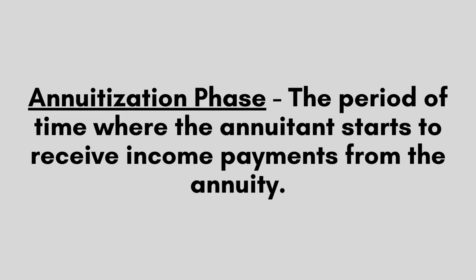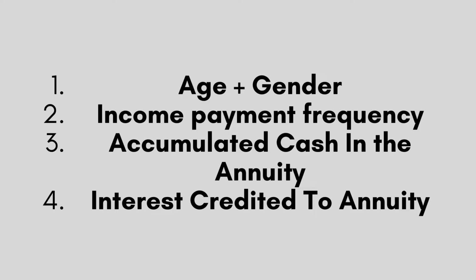There are 4 things that an annuity income amount is based on. There's the age and gender of the annuitant, how frequently the payments are paid out, the interest rate that the money is growing at within the annuity, and the amount of premium paid in or cash value accumulated in the annuity.